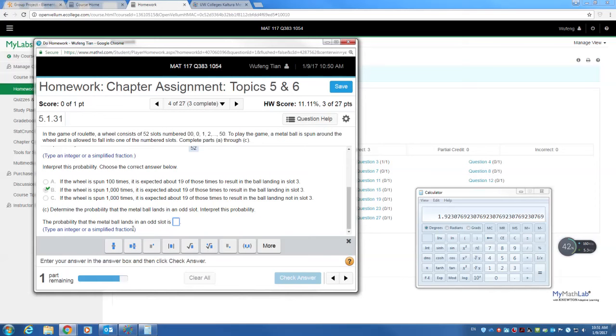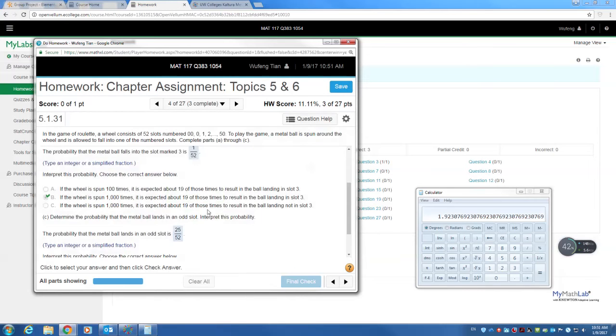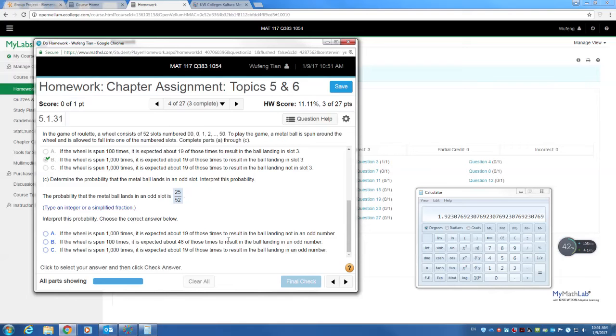Okay, so the probability that the metal ball lands in an odd slot. So odd numbers, it's 1, 3, 5, up to 49. You have 25 odd numbers, so 25 over 52. Can we simplify? No, we cannot simplify. It's just 25 over 52. So you can finish this one by yourself. It's similar to the previous one.